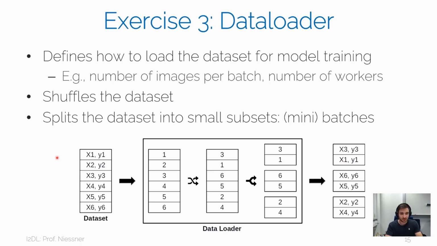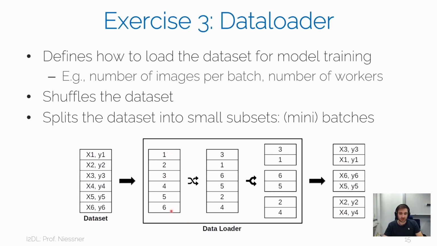Another step in detail is that the data loader basically splits the data set into small subsets, so-called mini batches. Down here you can see an illustration of how the data loader and the data set go hand in hand. The data loader actually only uses a list of indices to index into the data set. So it does not really work directly on the data, but only works on top of the data set.